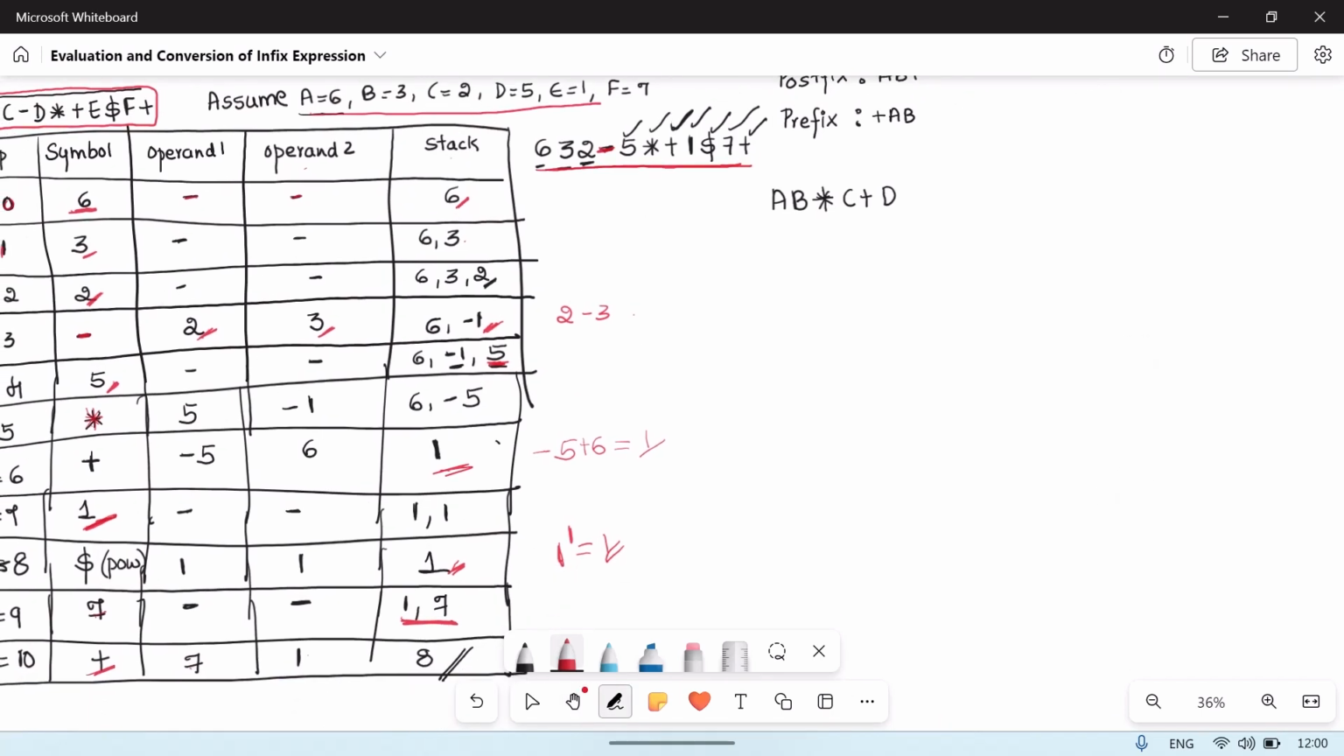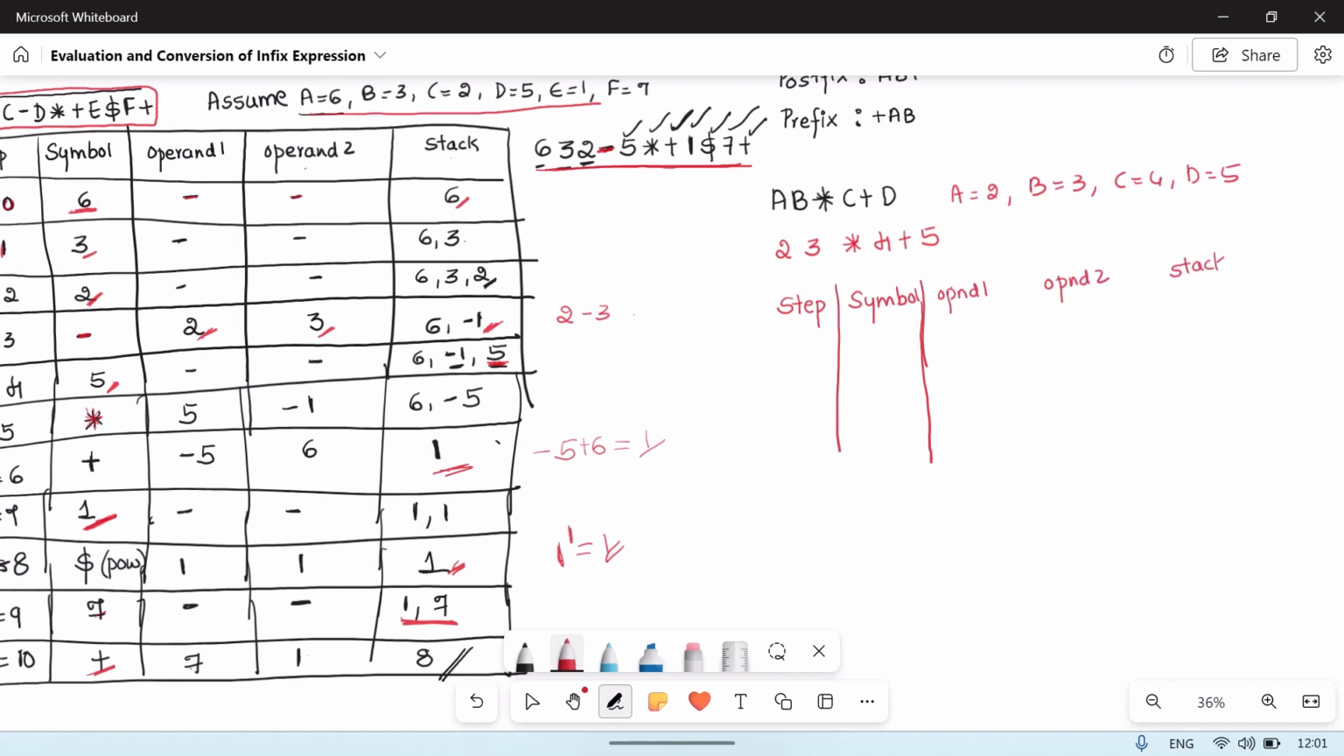I'll do one more here. I'll give the value of A as 2, B as 3, C as 4, and D is equal to 5. So first you convert. So this is 2, 3, star, 4 plus 5. Now write down the table. Step, symbol, operand 1, operand 2, and stack.